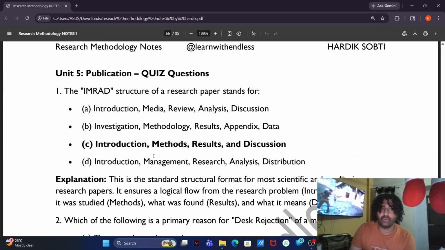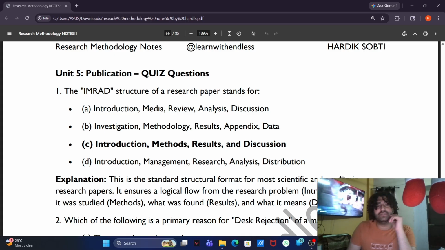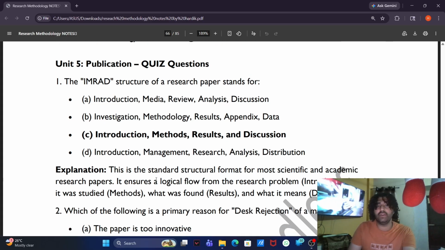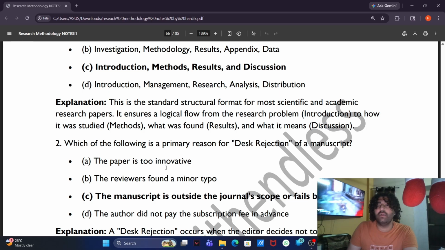Here is a quick quiz for you guys. I have already solved it, so just take it as a review or a revision. The IMRD structure of a research paper stands for Introduction, Methods, Results, and Discussion. Here is an explanation for you guys. This is a standard structure format for most scientific and academic research papers. It ensures a logical flow from the research problem, introduction, to how it was studied, methods, and what was found, results, and what it means, discussion.